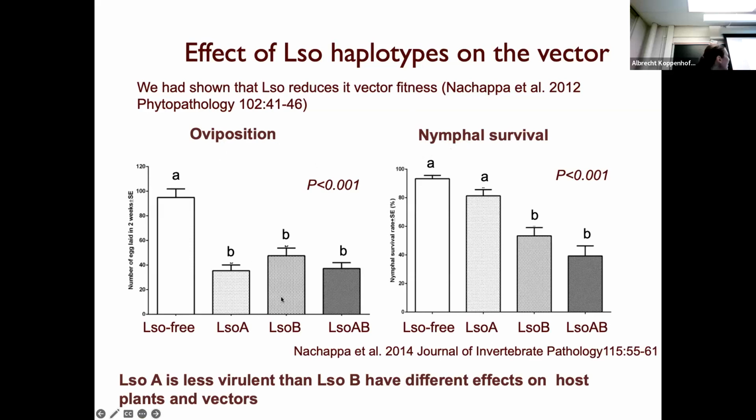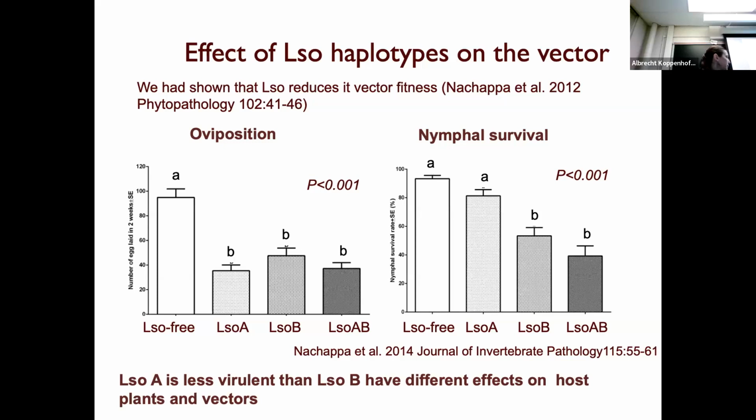We see that both LSOA and LSOB, separately or when they are together, make the females lay fewer eggs, and they also affect the nymphal survival. So both of them have a fitness cost, but again, LSOB is more pathogenic. So we have LSOB is more pathogenic than LSOA.